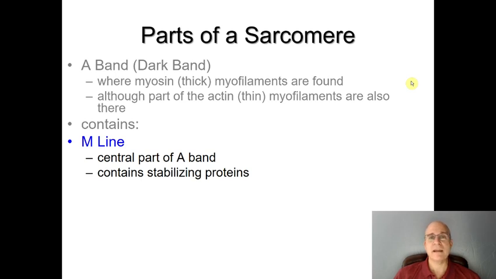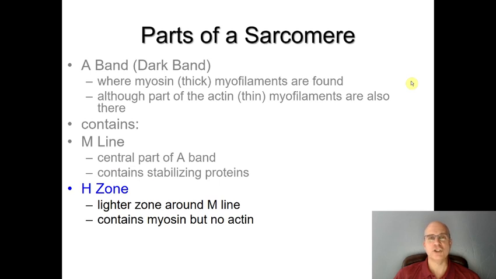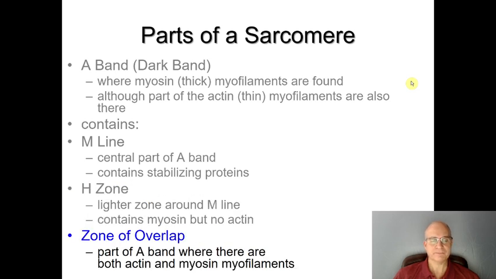So in the middle of our A band or dark band, we've got the M line, and we've got the H zone, which is the area around the M line where we have the thick or myosin myofilaments, but we don't have any actin. I should probably put up a picture to show you some of this stuff. And I will after we talk about this next structure called the zone of overlap. And the zone of overlap is the part of the A band where both actin and myosin myofilaments overlap with one another.